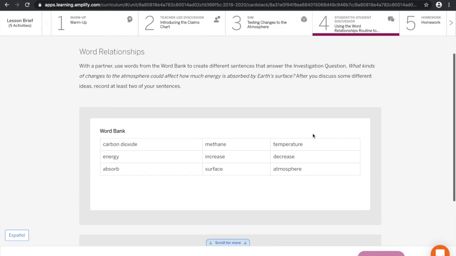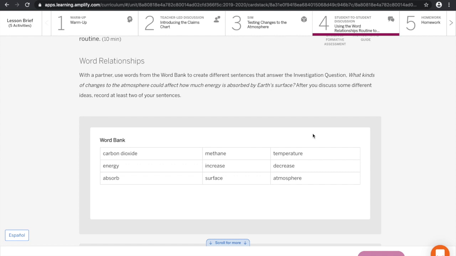This part, I want you guys to complete on your own, and I'm going to be grading this. Again, you should try to use the CER model, where there's a claim, evidence, and reason. It says with a partner, but you're going to be doing this on your own. What kinds of changes to the atmosphere could affect how much energy is absorbed by Earth's surface?